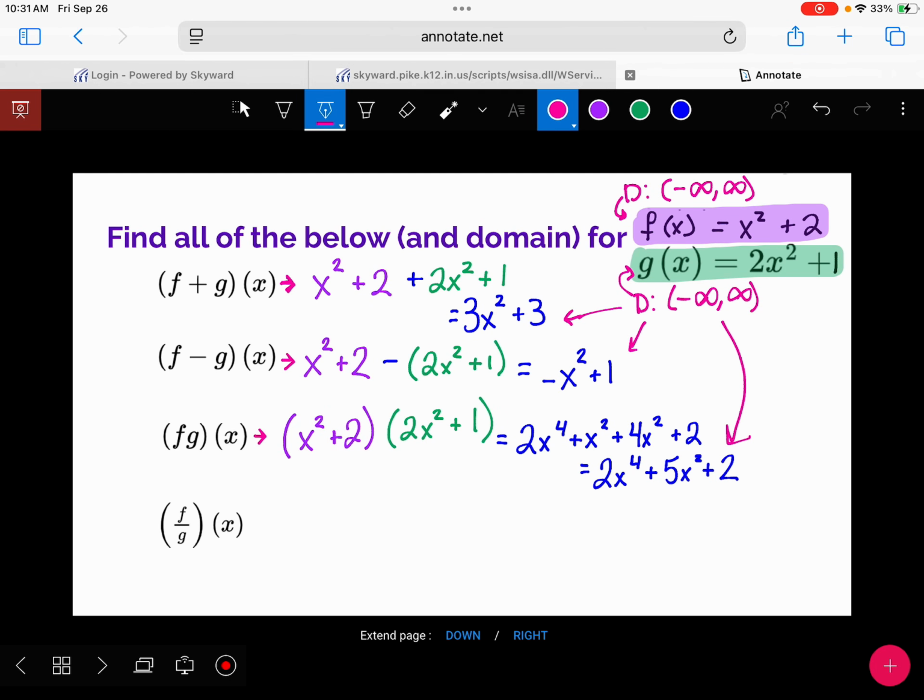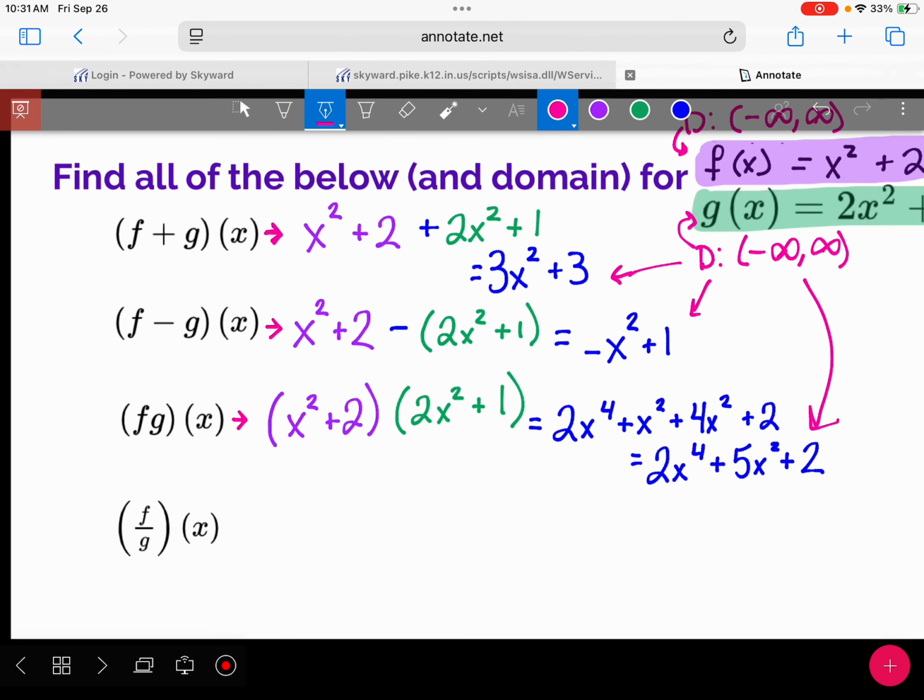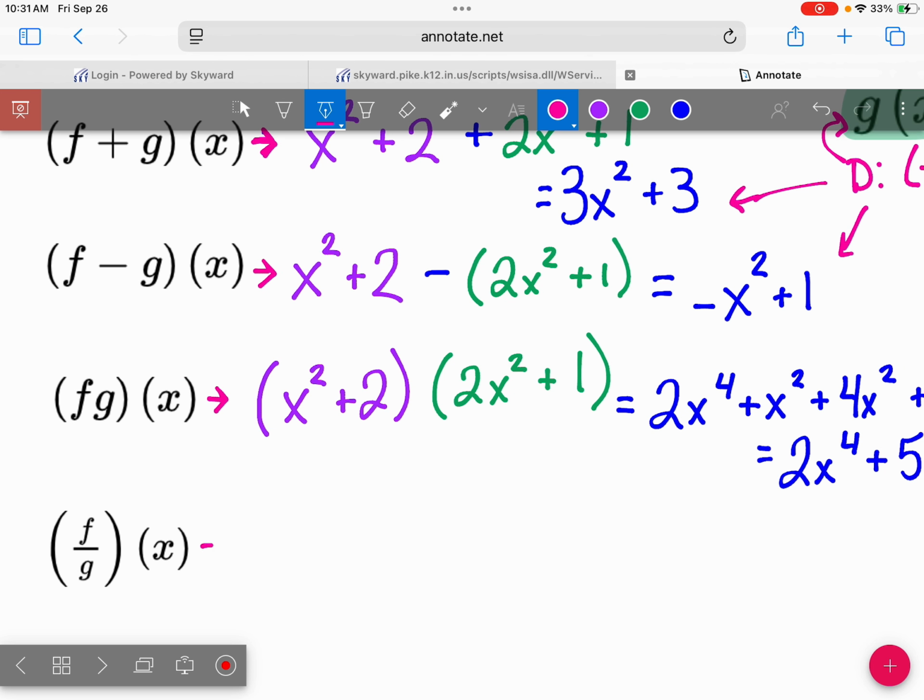So let's look at this last one. This one is the most obnoxious. Our division stuff. Again, we're not going to do a ton of simplifying things. If we have things that factor nicely, great. If we don't, we're not going to stress about factoring stuff too far. We're going to take our f of x over our g of x.